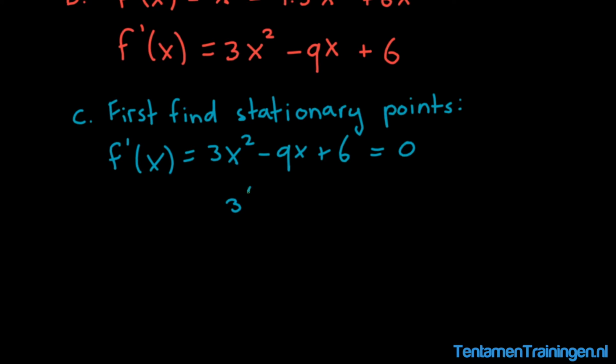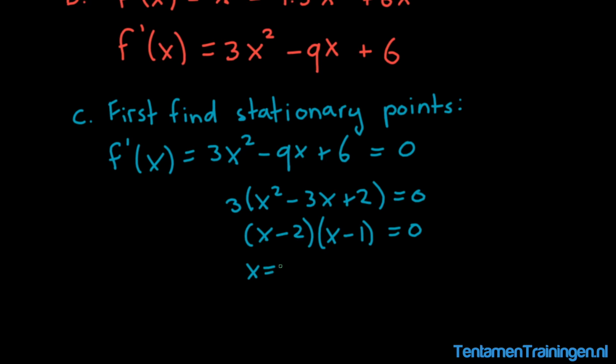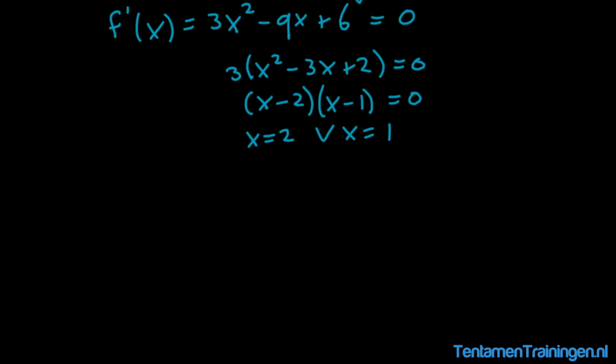We take the 3 outside of the brackets and we get x squared minus 3x plus 2 is 0. Then we can factorize what's between brackets into (x minus 2) times (x minus 1) equal to 0, which gives us x is 2 or x is 1. So our stationary points are x is 2 and x is 1. So we know that at these points our original function is not ascending, neither is it descending. It's actually flat at these points. So we want to know if we are dealing with minimums or maximums at these two stationary points.